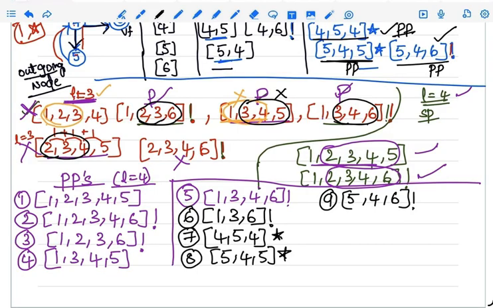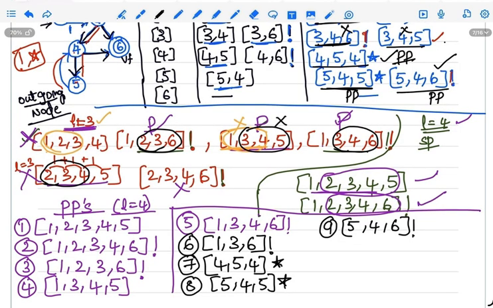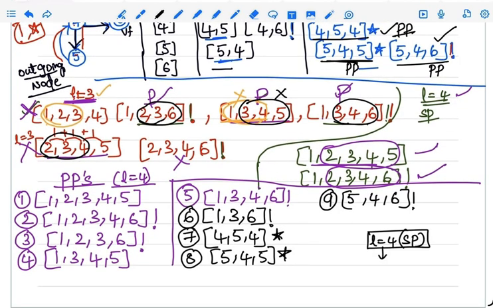So these length equal to 3 simple paths are covered by length equal to 4 simple paths. These are not prime paths.